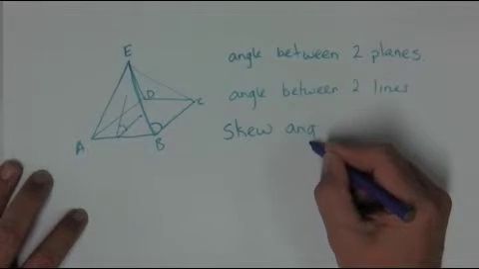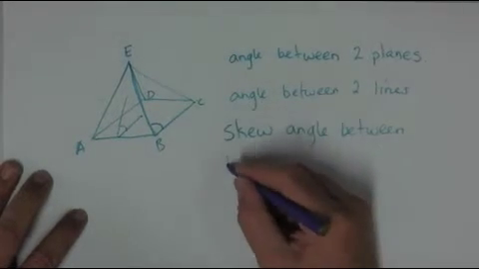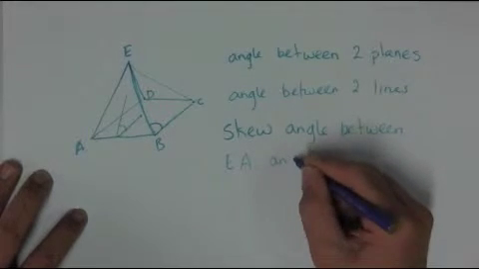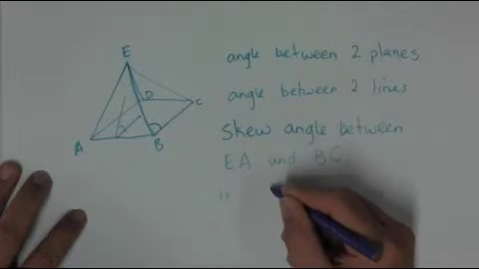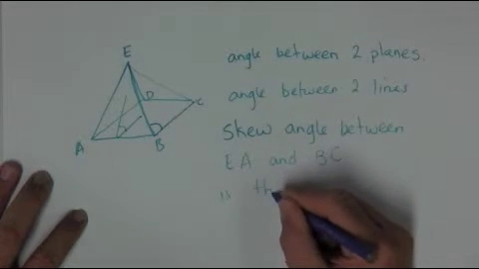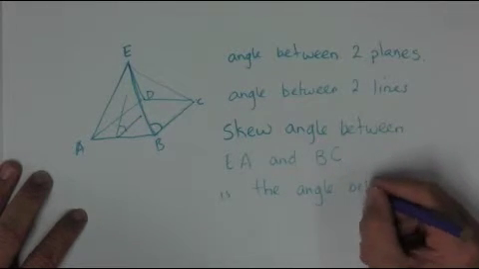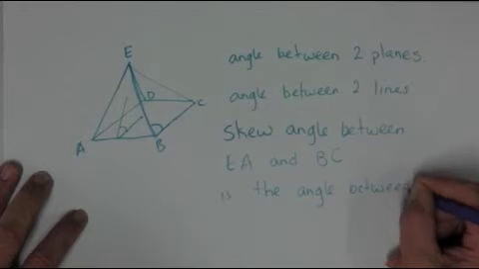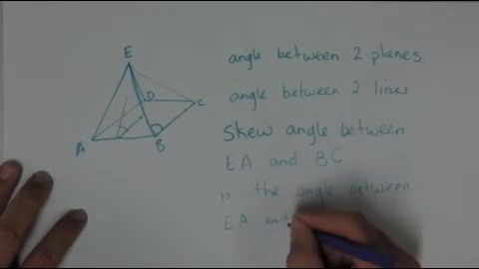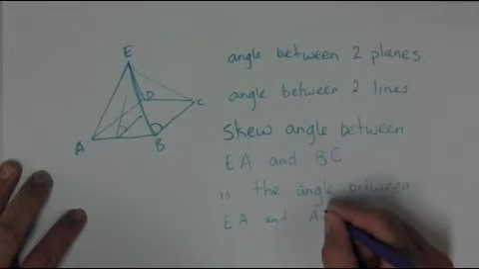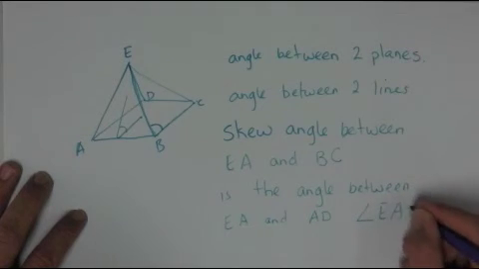So the skew angle between EA and BC is the angle between EA and AD. So in this case it's the angle EAD.